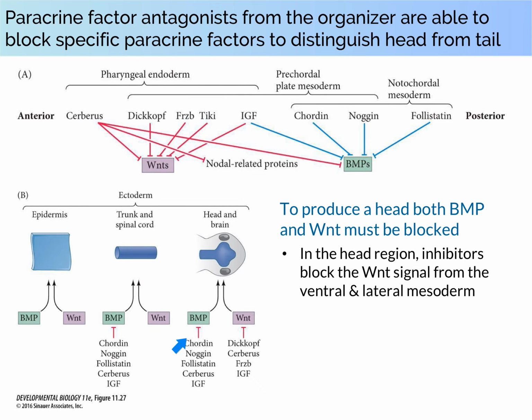So in addition to having to block BMPs to allow the formation of neural structures, Wnts have to be blocked to allow the formation of head structures. So in the regions where the head structures form, both BMPs and Wnts are blocked. In the region that will become the spinal cord, BMP inhibitors are secreted by the organizer, but this region lacks Wnt inhibitors. And finally, where Wnt inhibitors and BMP inhibitors are absent, the ectoderm becomes specified as epidermis.